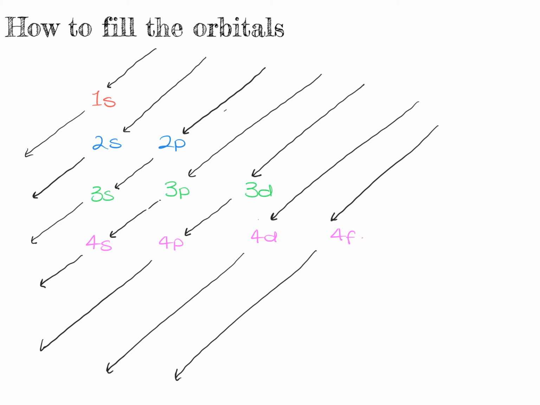Now, before I move on, if you struggle with this and you really can't remember which order to fill the electron orbitals or the electron subshells, then do what I've done here. So write the energy level 1 subshells, then write the energy level 2 subshells, 3 subshells, 4 subshells, and so on, and draw these diagonal arrows, okay, from top right to bottom left, and it will tell you in order which electrons go where.